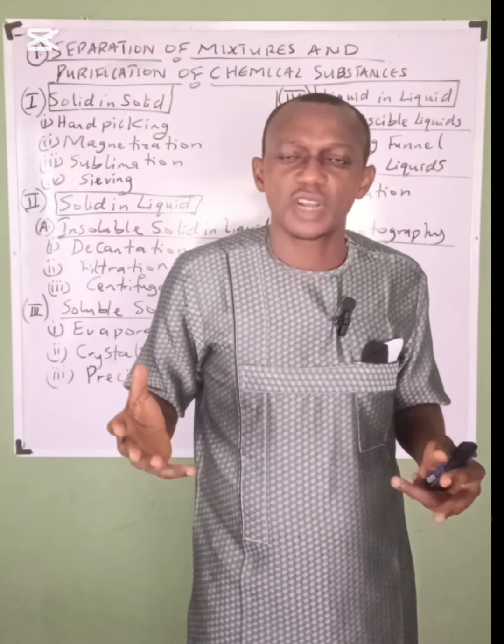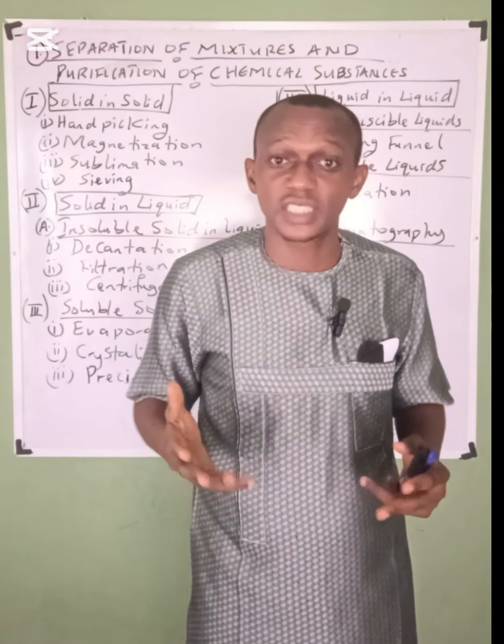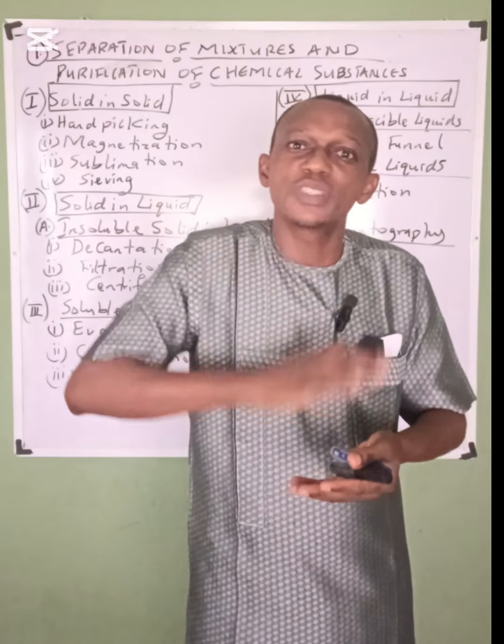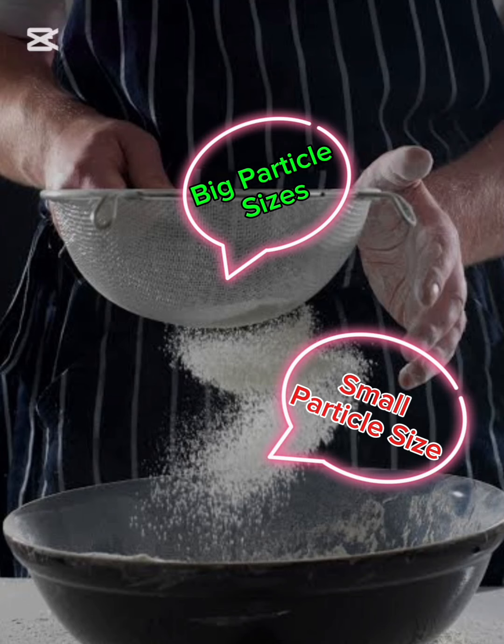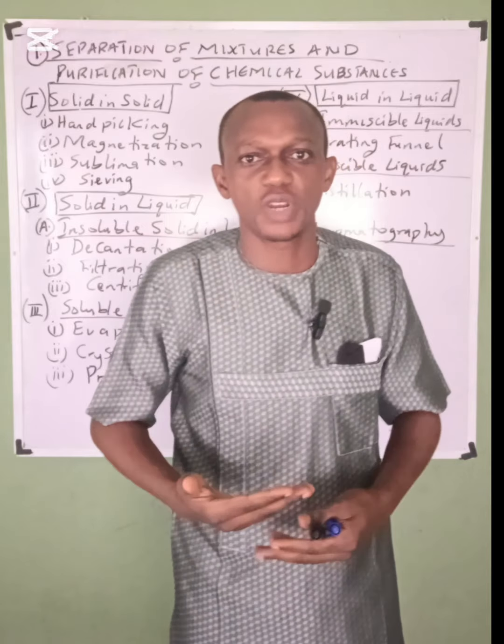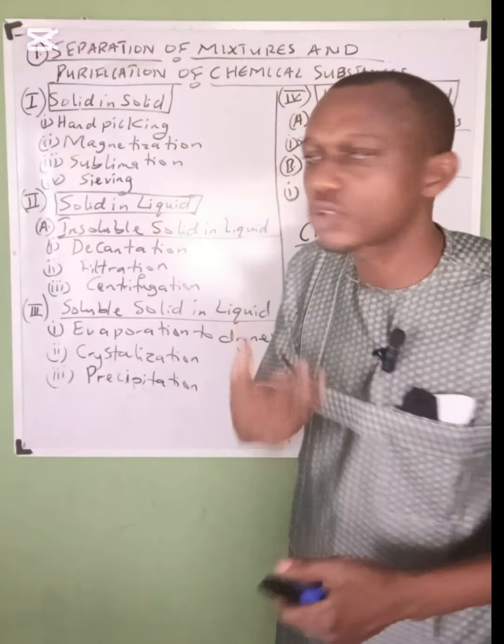For example, you can take your cassava flour, or any other thing, and put it on a sieve. We are using a sieve now. That sieve will have a mesh size whereby the ones with smaller particles can pass through. The ones with bigger particles will stay on the sieve. By that, you have separated the bigger one from the smaller one. Okay, now let's go to the next one.